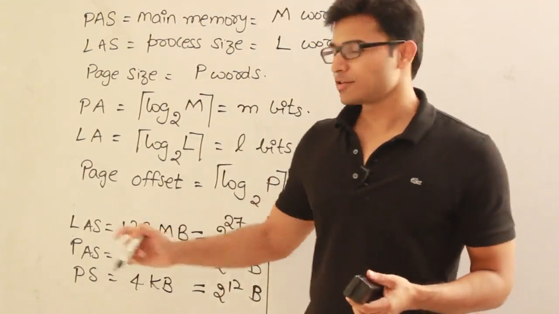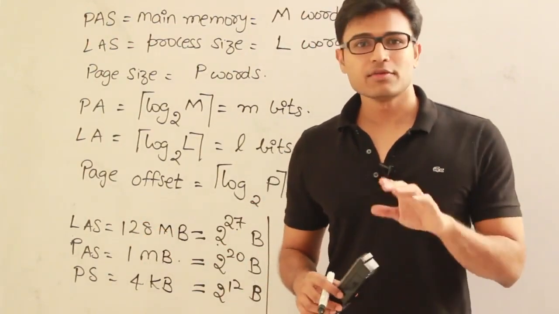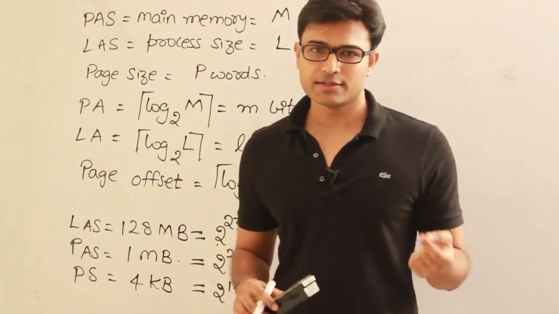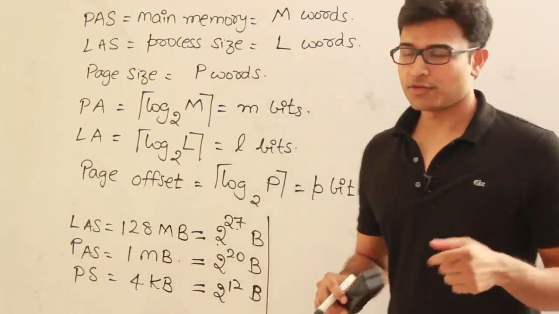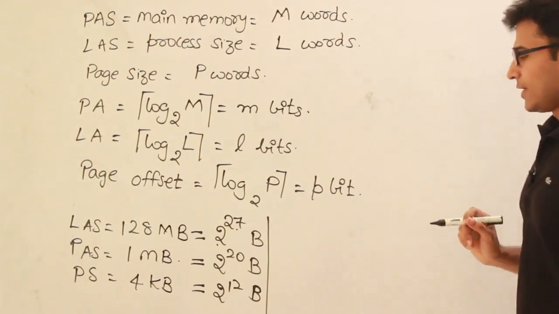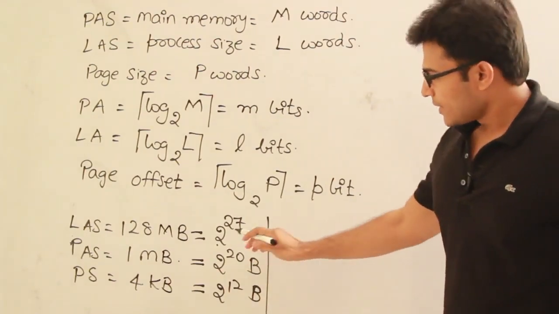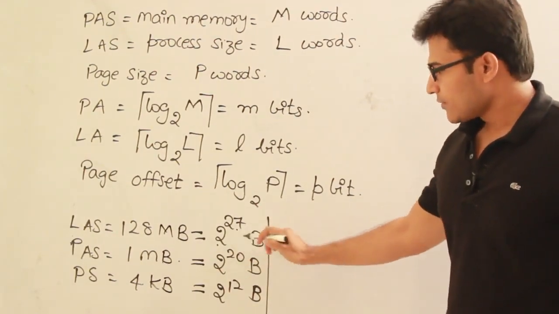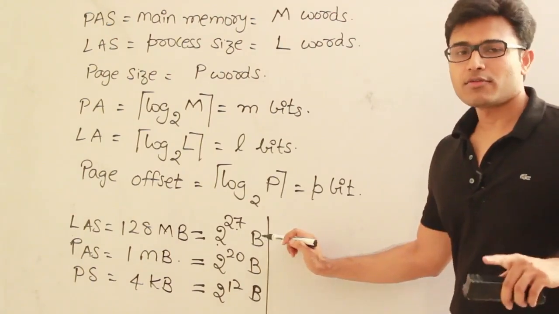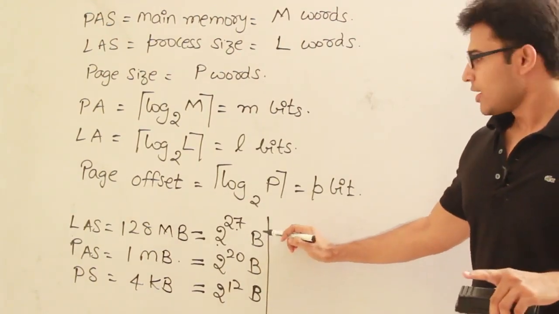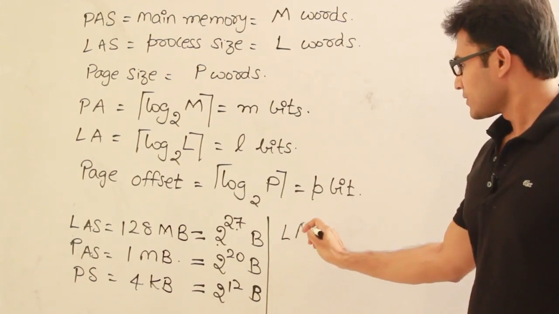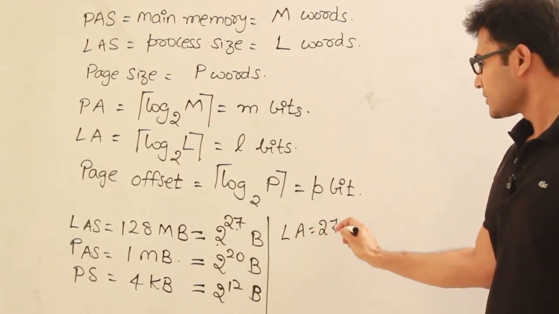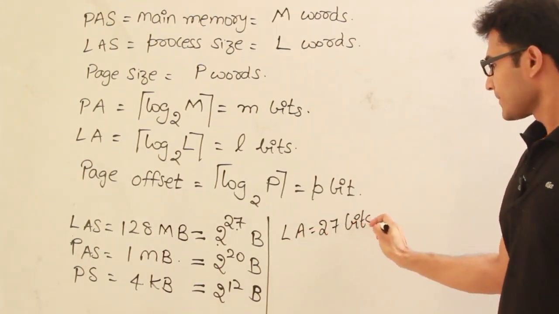Then logical address can also be called a virtual address. But anyway, people are using both the names interchangeably, sometimes they say virtual address, sometimes they say logical address. So don't get confused in that. Now, if the logical address space is 2 power 27 bytes, then how many bits are required in order to identify a byte within this logical address space? So logical address is going to be 27 bits, isn't it?